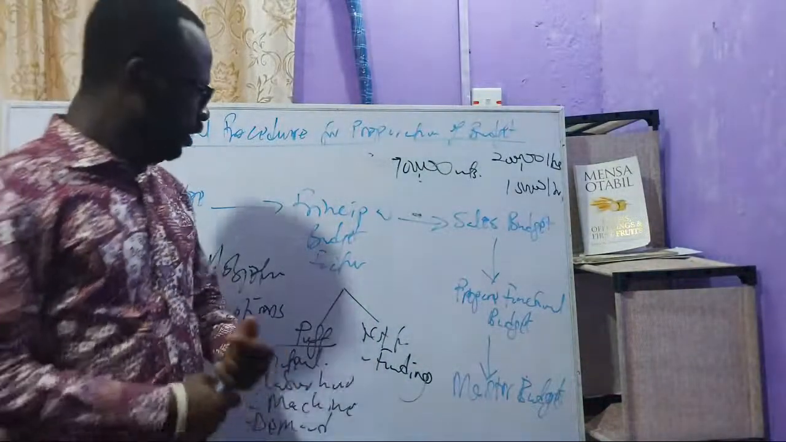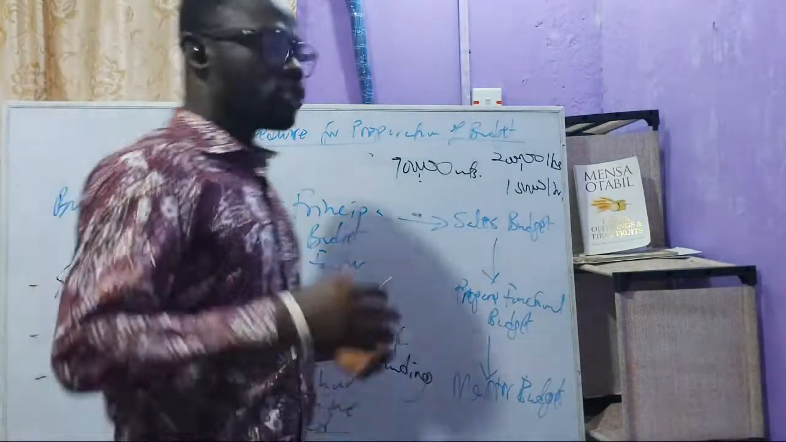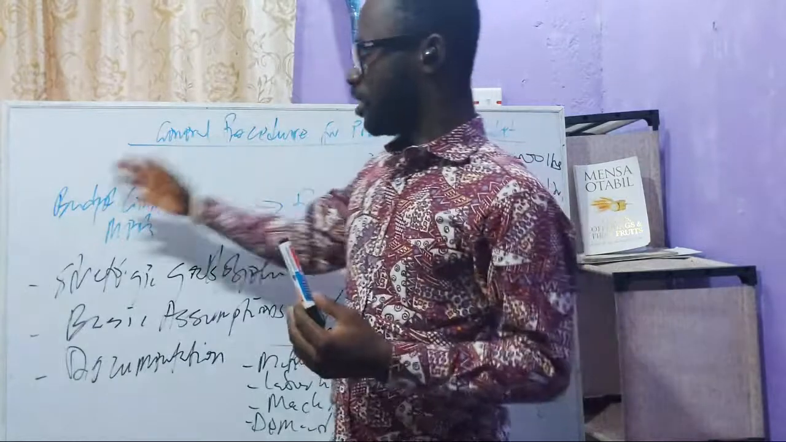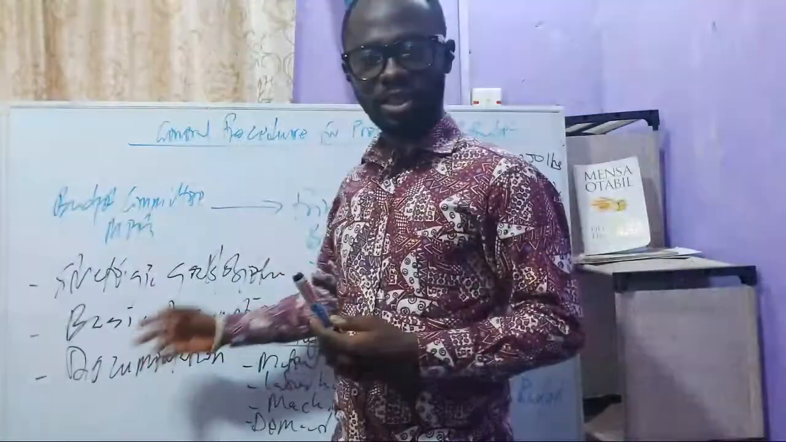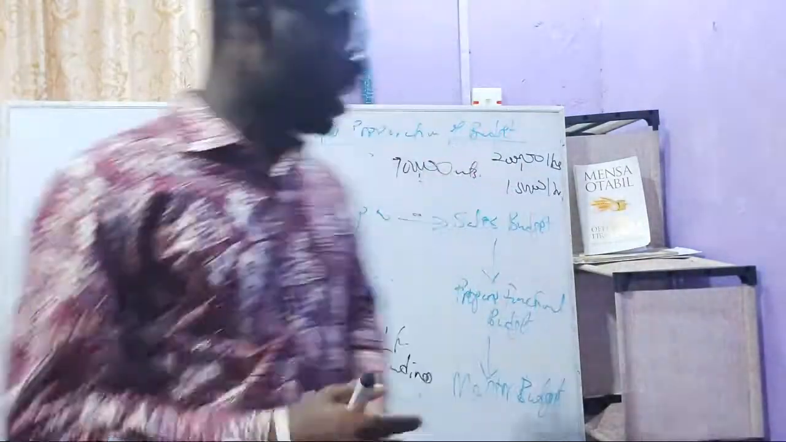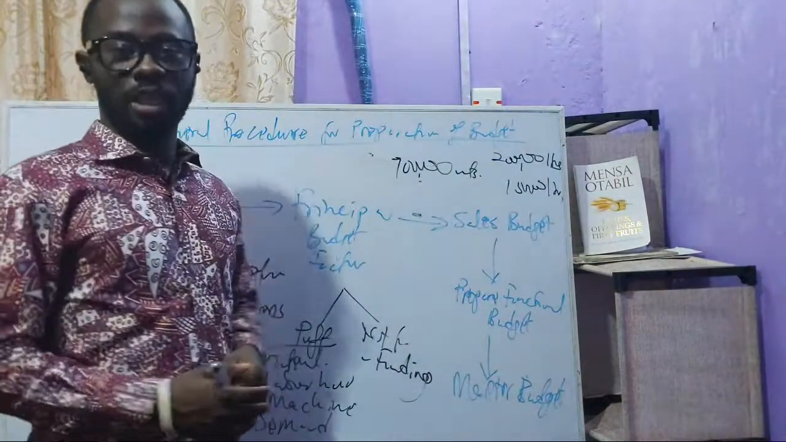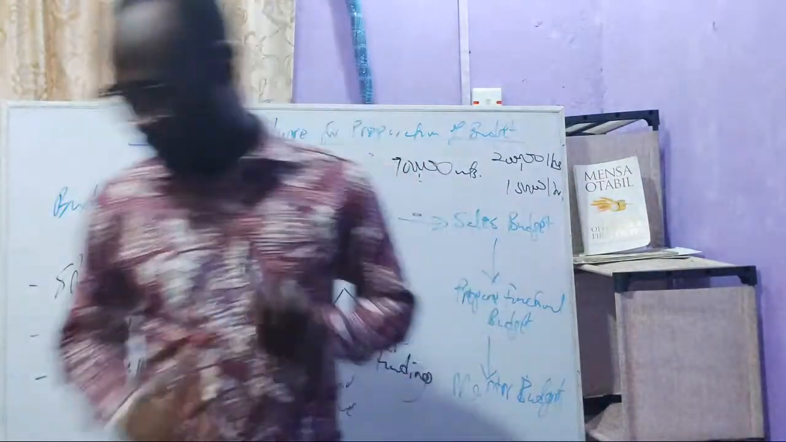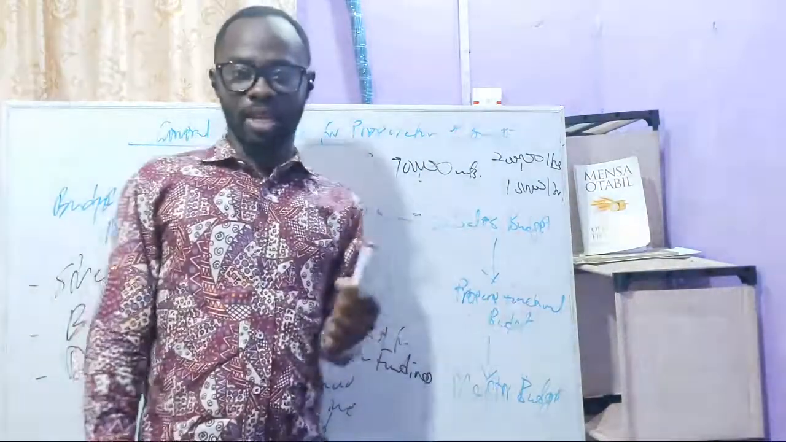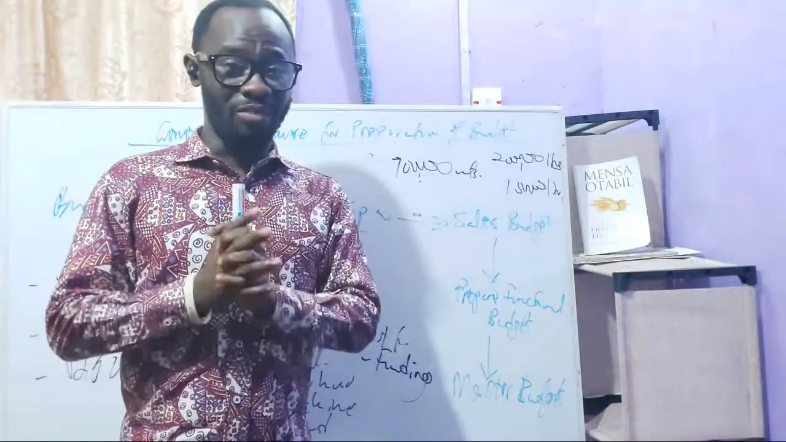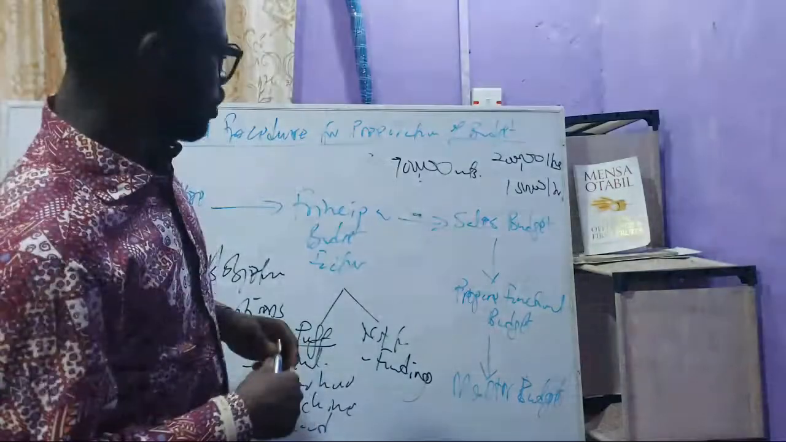Right, so that is it about that. After the budget committee meets, they determine these three things. They identify the principal budget factor. This is where the real journey begins. So make sure you stay with me very well here.